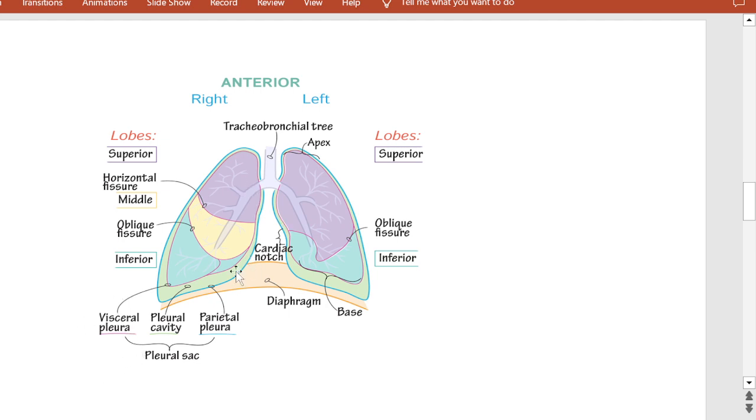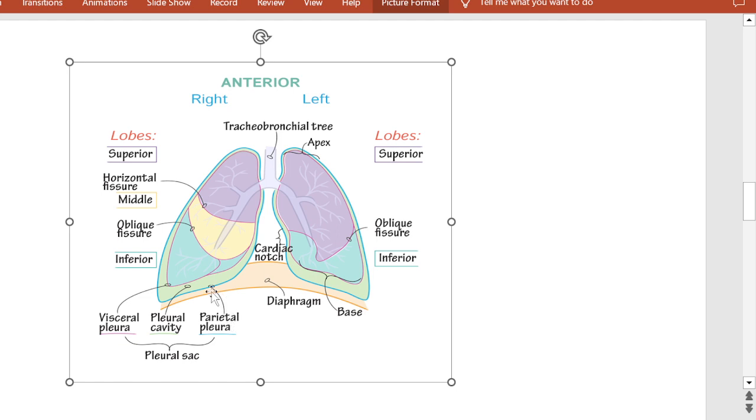The next continuation part is called the parietal layer. The next covering layer is called the parietal. So these are all covering layers. There are two covering layers called the pleura, and the pleura is again divided into two layers, the visceral layer and the parietal layer. In between the visceral layer and the parietal layer, the gap is called the pleural cavity.